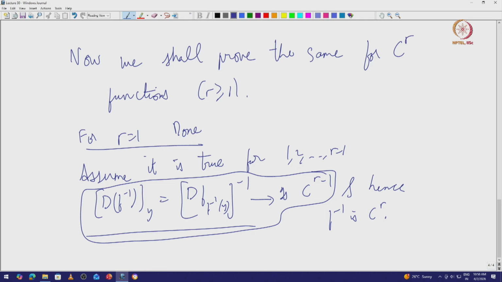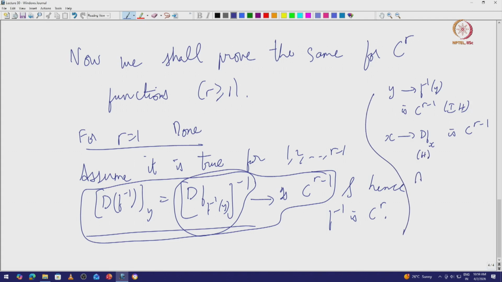Why? Because we have this formula at our disposal. Notice that y goes to f inverse of y is C^(r-1) by the induction hypothesis. Yeah? x goes to derivative at x is C^(r-1). In fact, it is C^r by the hypotheses of the theorem. Yeah? A goes to A inverse is actually smooth. Right. Why is this so? Right. What is A inverse?